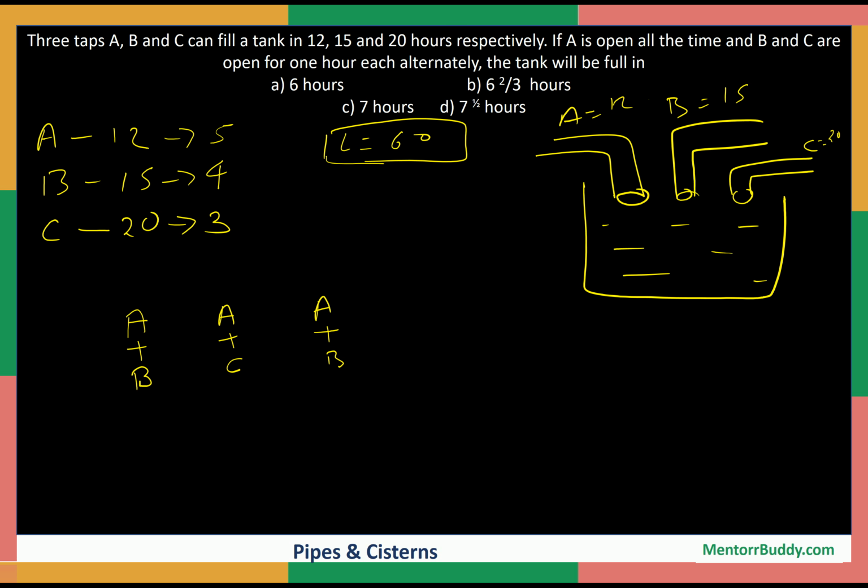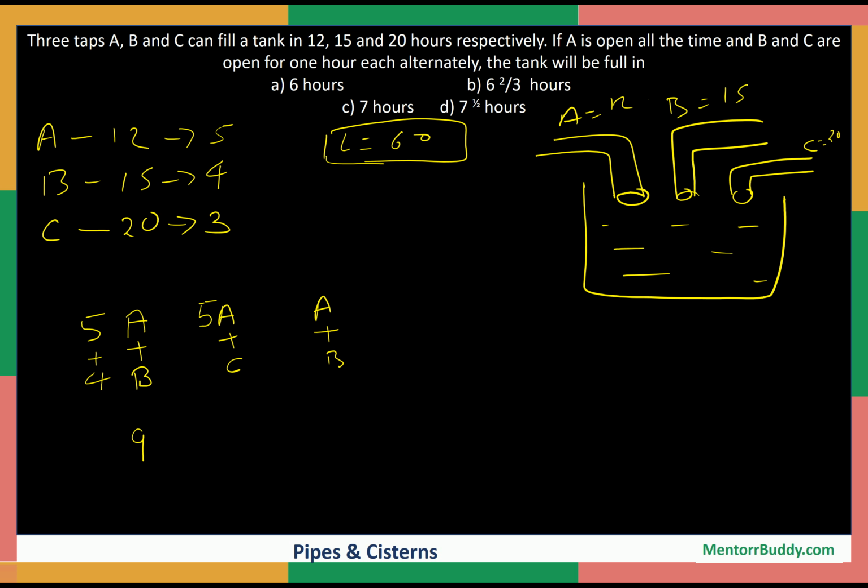The efficiency of pipe A is how much? 5, right, and the efficiency of pipe B is 4. So the work done in the first hour is 5 plus 4, that is 9. In the second hour, the efficiency of A is always 5, and the efficiency of pipe C is 3. So in the second hour the efficiency is 5 plus 3, that is 8. So in the first hour the work done is 9, and in the second hour the work done is 8.